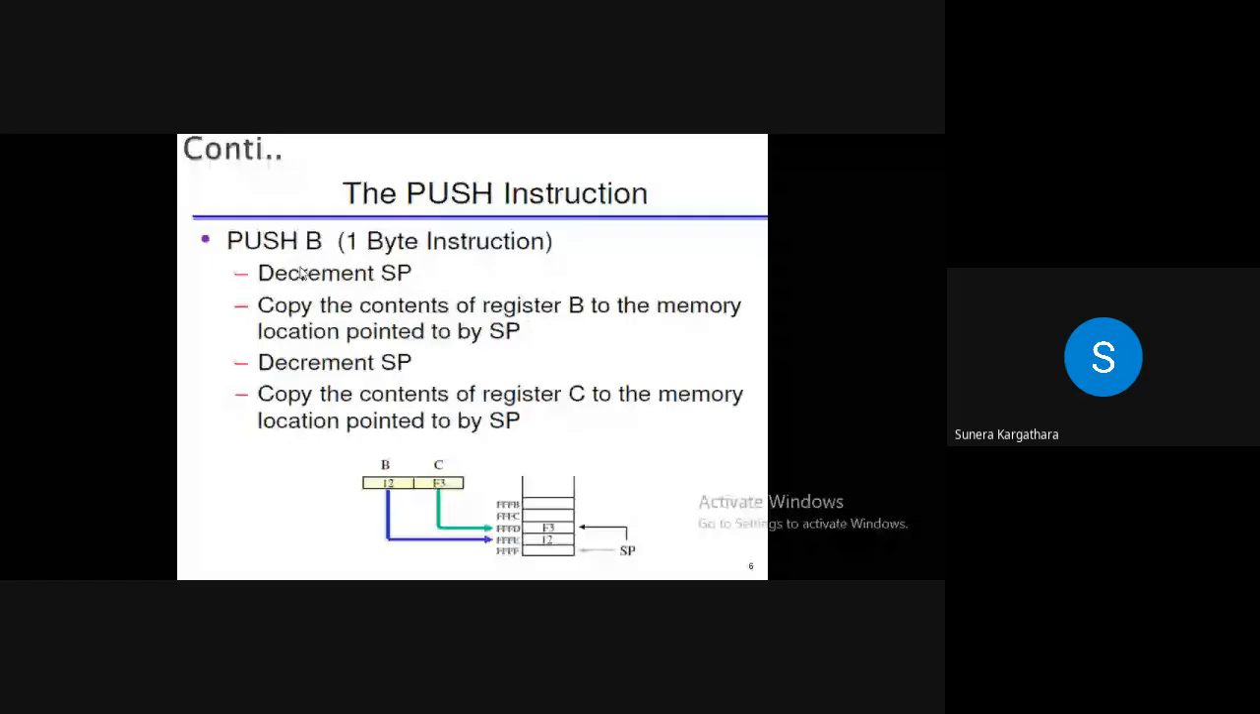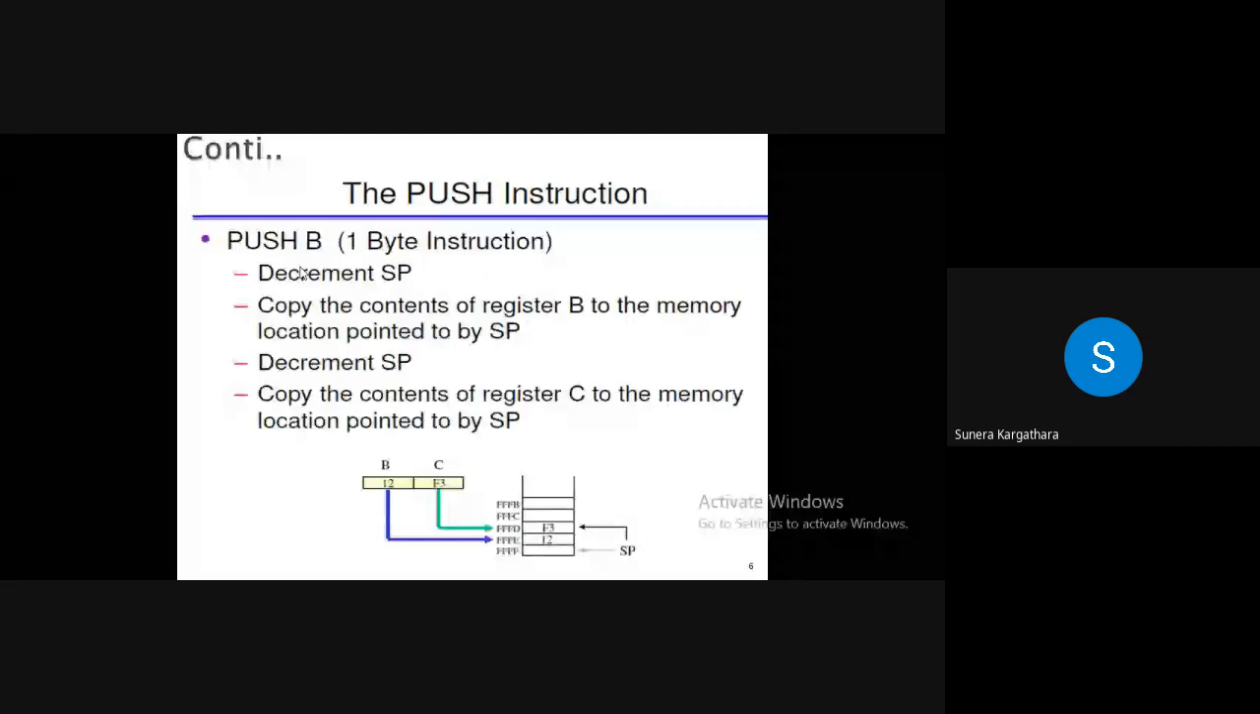Again, I am repeating: the process behind the push instruction is decrement and then store. But in case of pop, it will be retrieve and then increment.